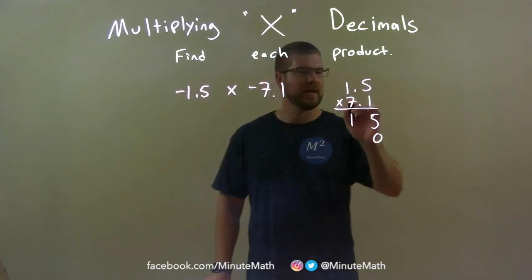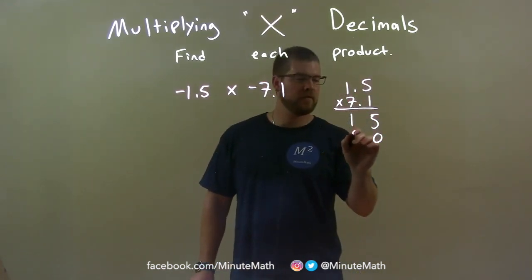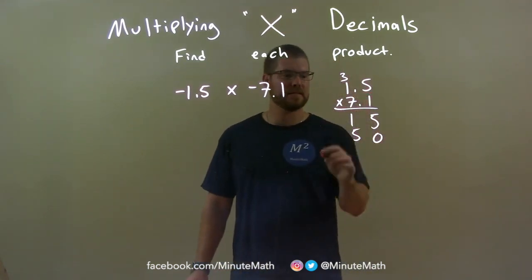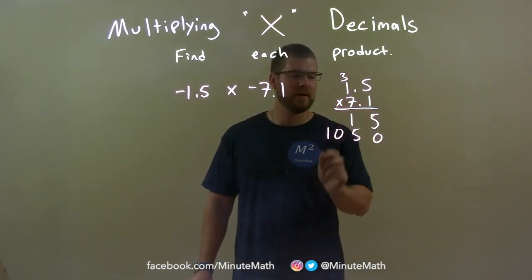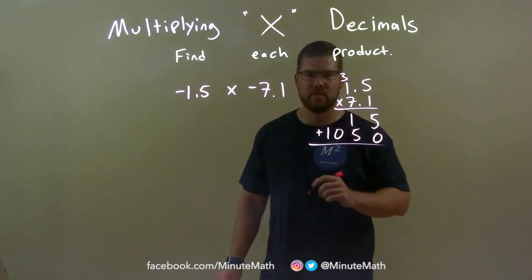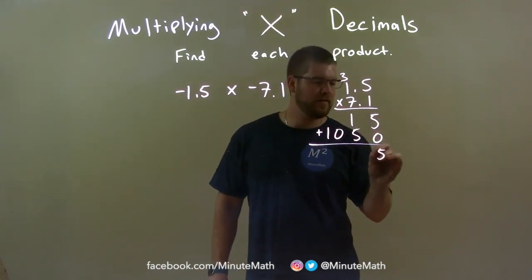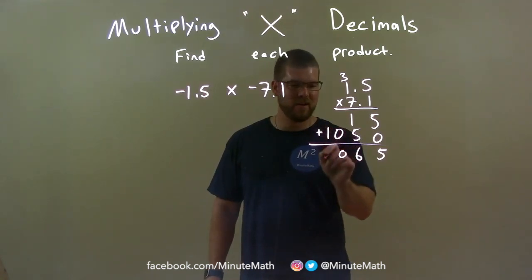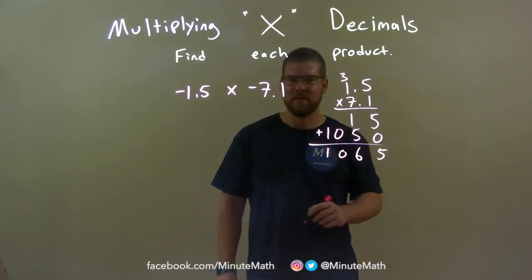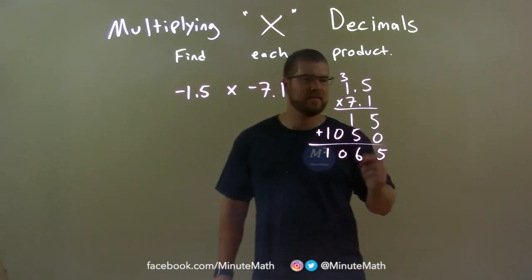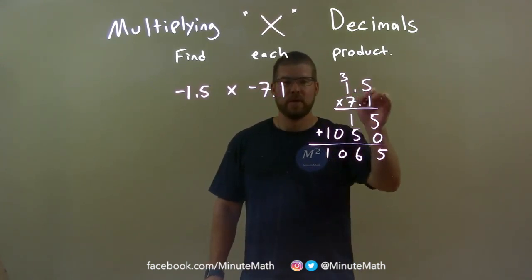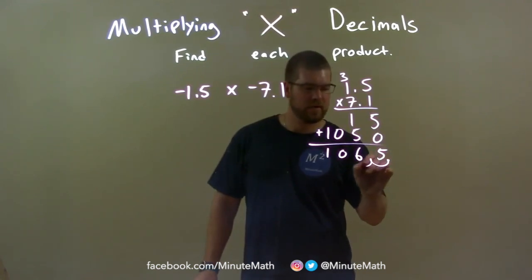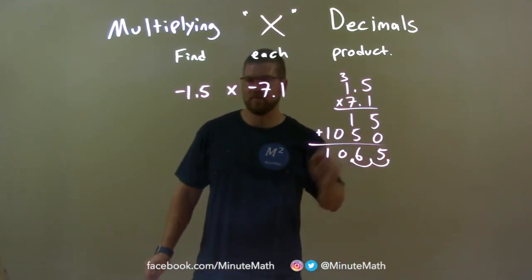Now we're to the 7. 7 times 5 is 35. 5 carry the 3. 7 times 1 is 7, plus 3 is 10, so we have 10 right here. Add these two numbers up. 5 and 0 are 5, 1 and 5 is 6, 0 and 0, and 1 is right there. So now we have 1065, but we have 2 decimal places we have to account for. 1 from each number. 1, 2. Now we have 10.65.